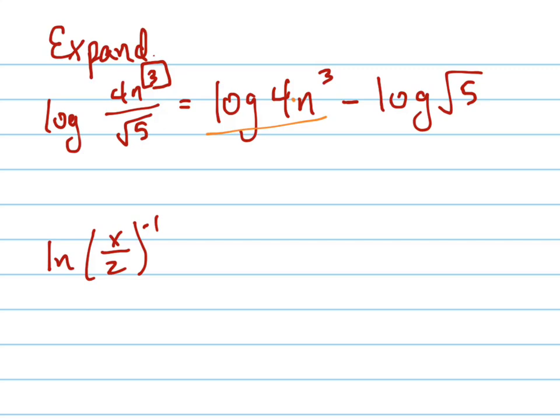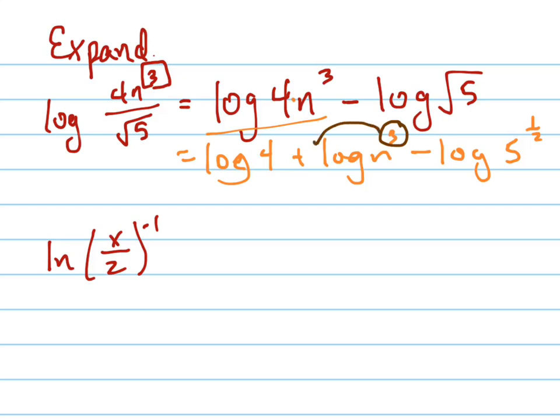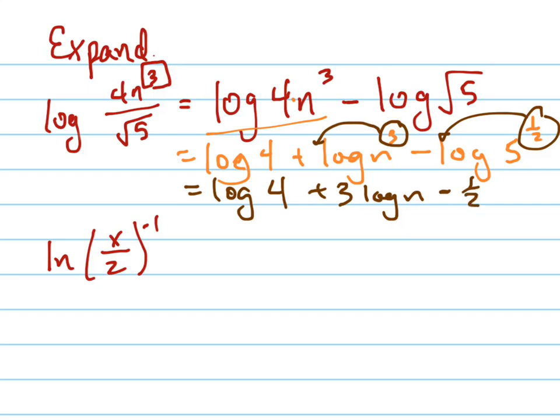So when you're taking the log of a product, that turns into a sum. So it's log of 4 plus log of n cubed minus log, and I'm going to write this as 5 to the 1/2 power because that's what it is. And now I can take exponents, these ones, and bring them down to the front. So your final answer is log of 4 plus 3 log of n minus 1/2 log of 5. That's how you do that problem.